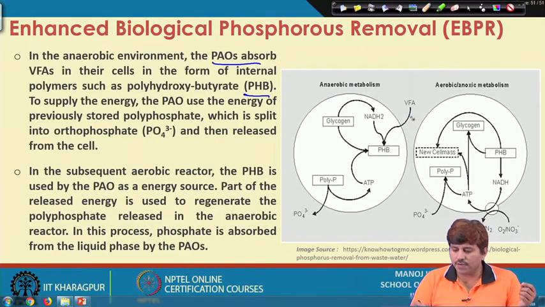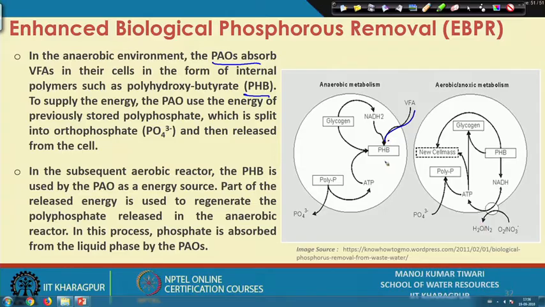So, these VFAs are absorbed as PHBs in their cell in the anaerobic zone, okay, and the polyphosphate that we have is also converted and used as a source of energy. So, the ATP is generated, which is used as energy, and in the process this phosphate is released from the cell. This happens in the anaerobic environment.